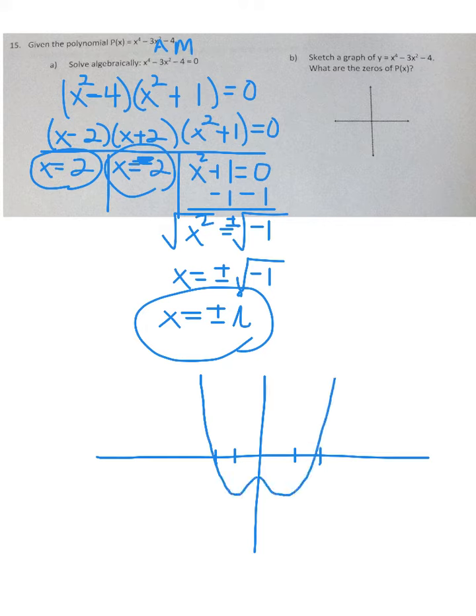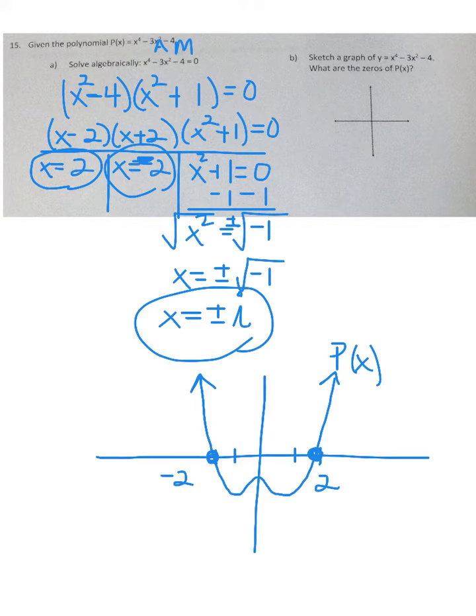But that's what your picture looks like. Okay, so we have our real roots right here at -2 and +2. And the portion of the graph down here does not intersect the x-axis. Those would refer to our imaginary roots of positive and negative i. Now, if you look at part B, it asks what are the zeros.